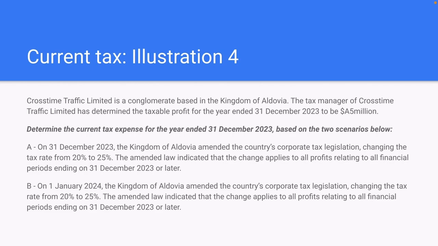It means that law was not enacted as of the balance sheet date. The balance sheet date was 31 December, so it doesn't matter. So in determining the current tax for the period, we won't look at the rate that was introduced by the new legislation. We will focus on the existing rate, which is the 20% rate.